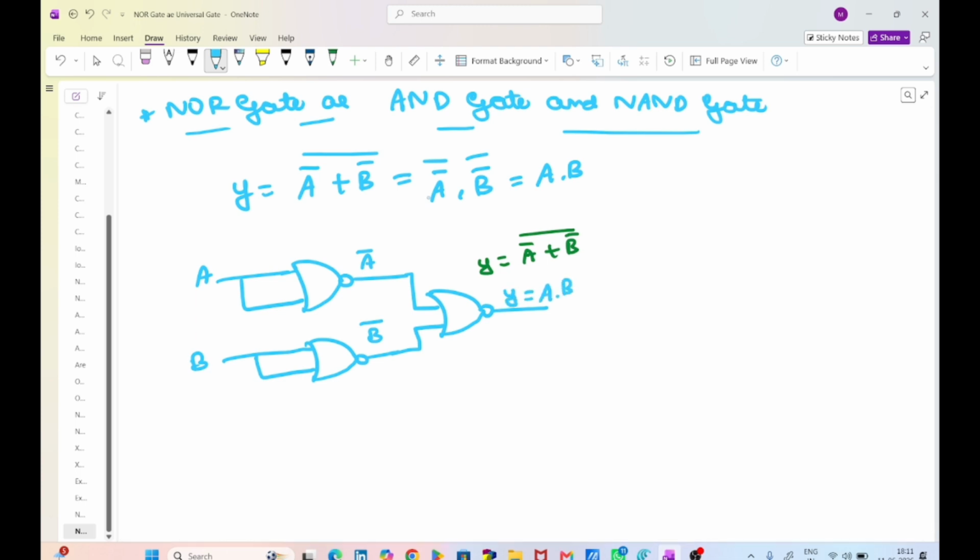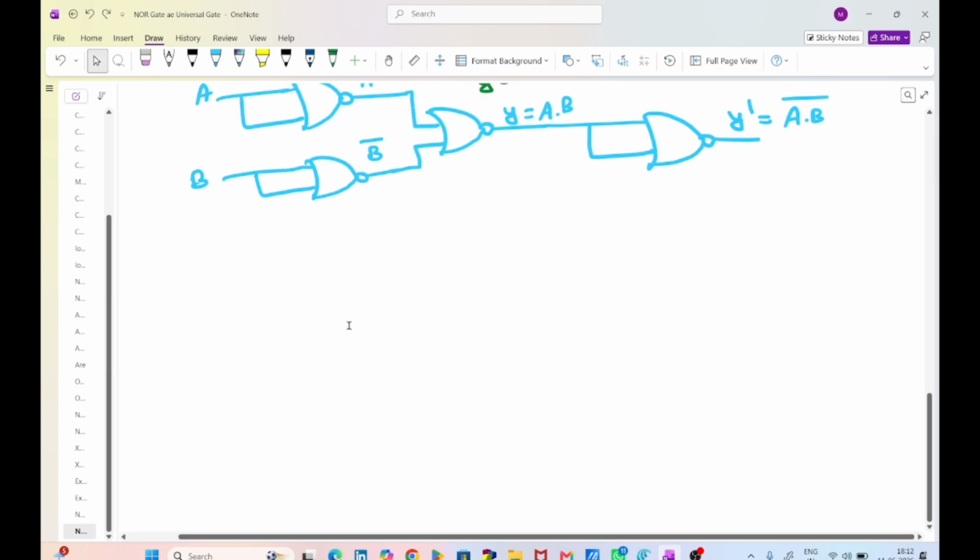If we give an inverter to it, it will become the NAND gate. The inverter, that means the NOT gate, gives A dot B whole bar. Let us consider this as Y dash, A dot B whole bar. I hope you understand how I implement the AND gate and the NAND gate using the NOR gate. Guys, let us move to the next case.